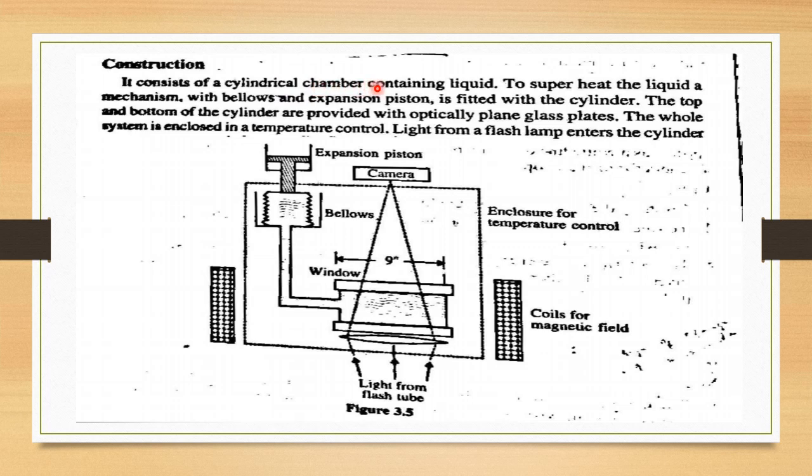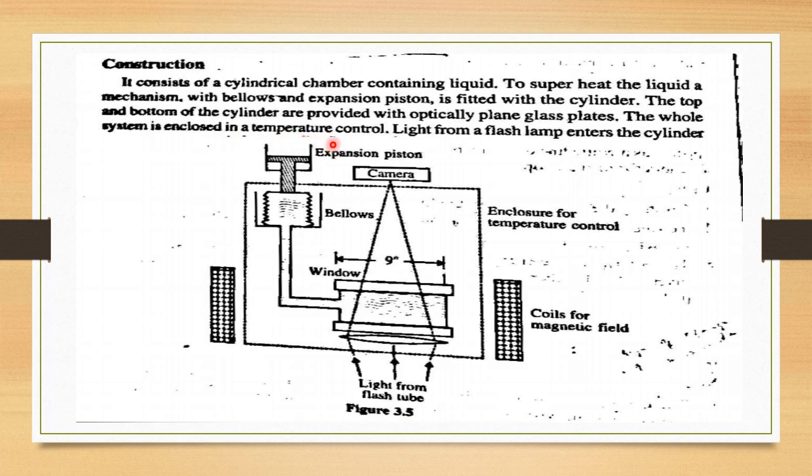It consists of a cylindrical chamber containing liquid. A piston is arranged here. To superheat the liquid, a mechanism with bellows and expansion piston is fitted with the cylinder. So you can see the bellows and expansion piston arranged here to impose high pressure on the liquid. The top and bottom of the cylinder are provided with optically plain glass plates.